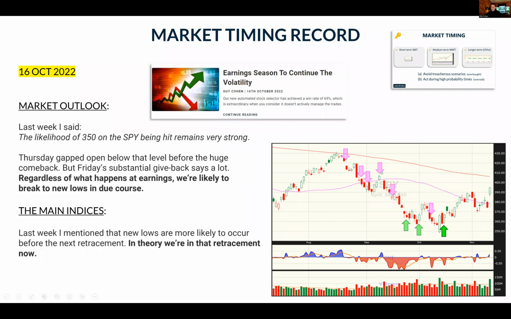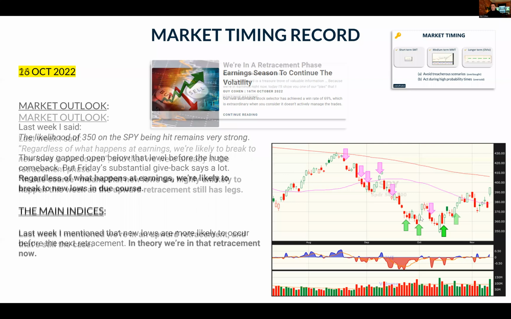We hit 350 and then we started to move up. And that's when I'm saying, look, guys, I think now we're going to go up. Regardless of what happens at earnings, we're likely to break to new lows in due course. So doing earnings, what I'm saying is that earnings is going to go up, and now we're in that retracement. So we are now in this upward retracement, okay? That's what I'm saying at that green arrow.